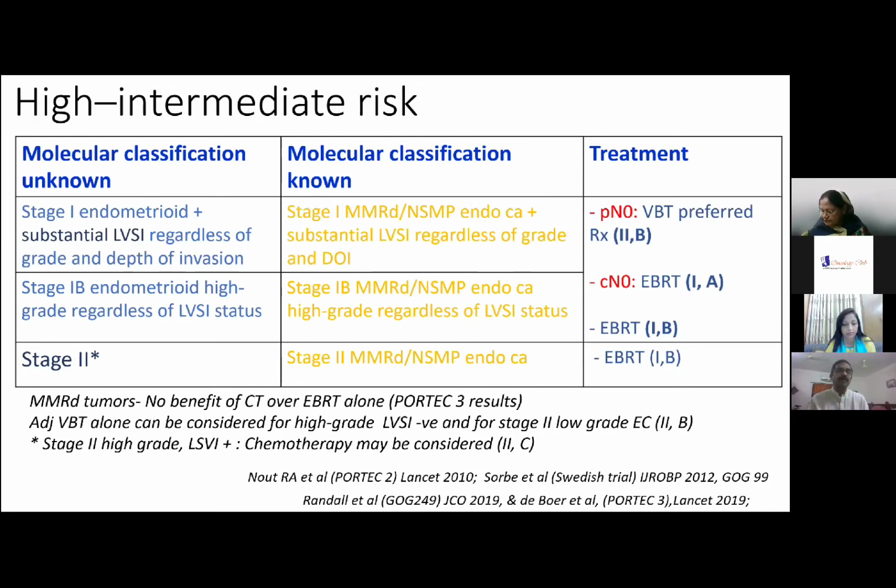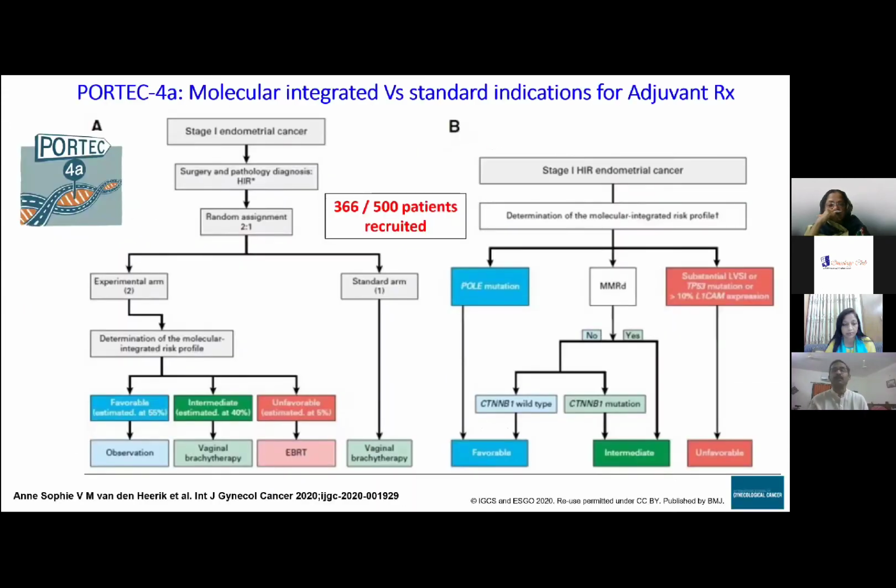Very important for stage 2, which is now in high intermediate risk group. For stage 2, if the patient has low grade and LVSI is negative, then such patients could be offered brachytherapy alone. Whereas if stage 2, high grade and LVSI positive, these patients will definitely receive external beam radiation, and in a research setting may also be offered chemotherapy, as of the evidence seen from PORTEC-2 or PORTEC-3 or GOG 249 study.